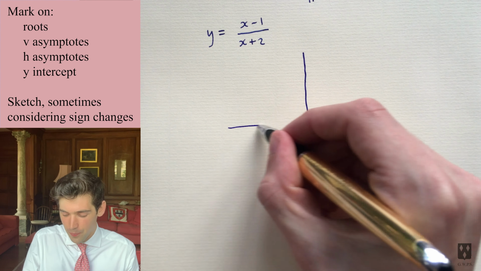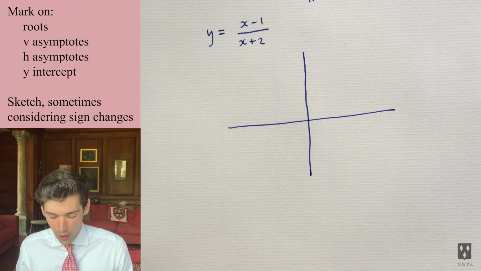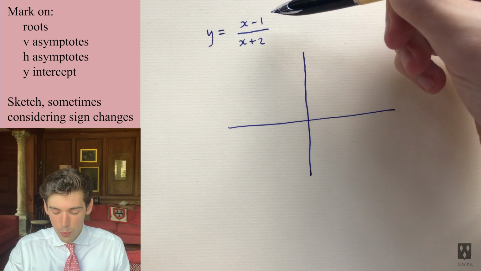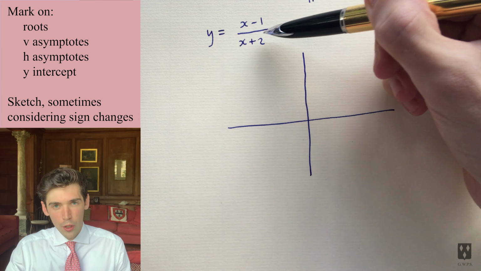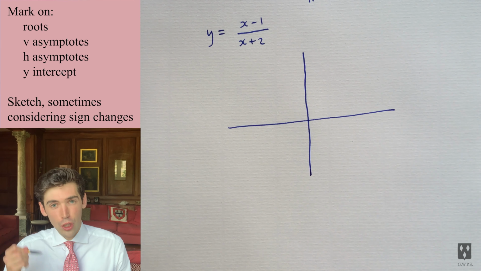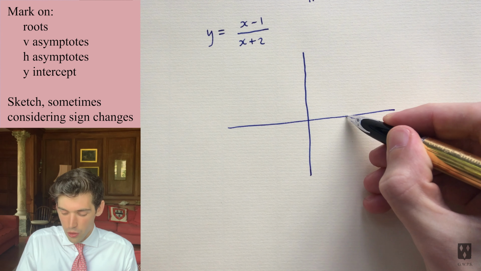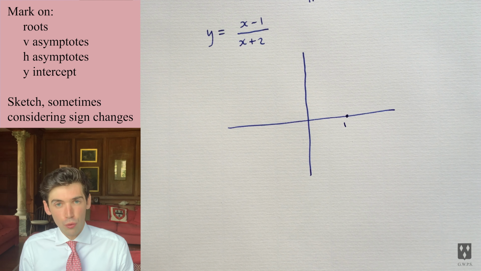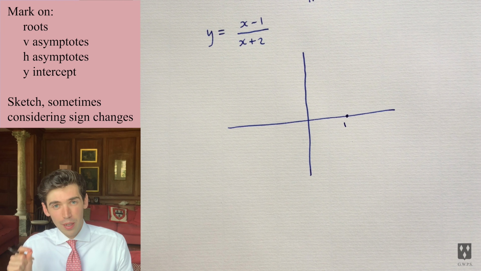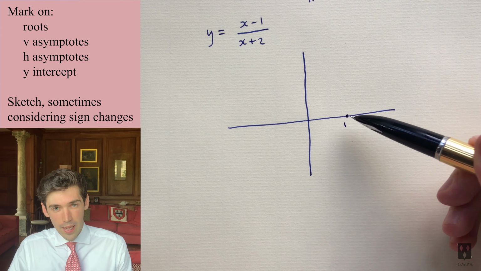You can just draw them. It doesn't matter if they're a bit wonky, it's fine. And then so straight away we think numerator, when x is 1, this is 0. So that's our root. So we mark on here at 1. That is going to be the root. And don't forget, that's the only place the graph will ever cross the x-axis.